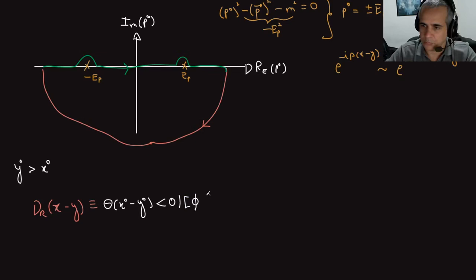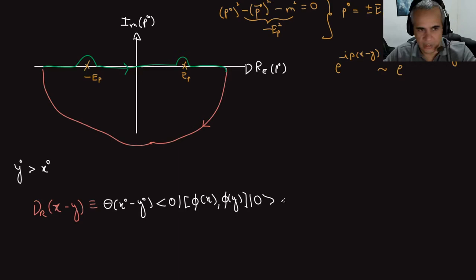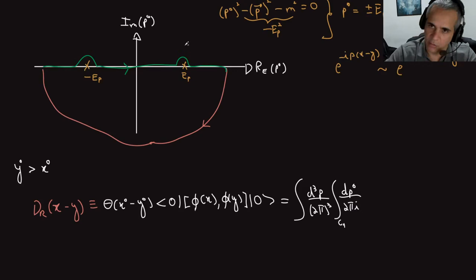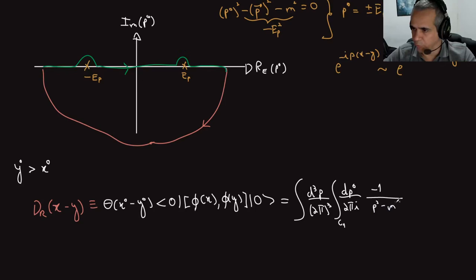And this is the original expression that I had. And since I'm guaranteeing this condition, then this is equal to d3p over 2 pi cubed, over p0, 2 pi i, C1. C1 means this: it's the whole curve, but I'm guaranteeing that I go over the poles. So this is a propagator that is only different from zero if I take x bigger than y. And that's why it's called the retarded propagator.